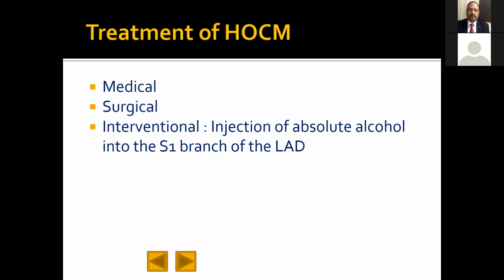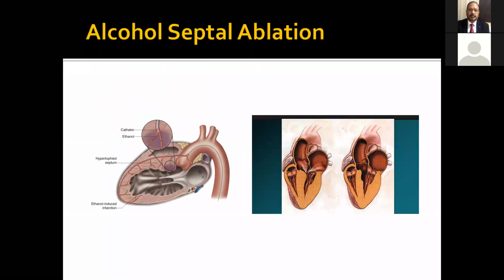The treatment of hypertrophic cardiomyopathy can be medical with beta blockers or non-dihydropyridine calcium channel blockers. Sometimes you can use disopyramide. Then there can be surgical, when you chop off a portion of the outflow tract, and interventional, when there is injection of absolute alcohol in the first septal branch of the left anterior descending artery.